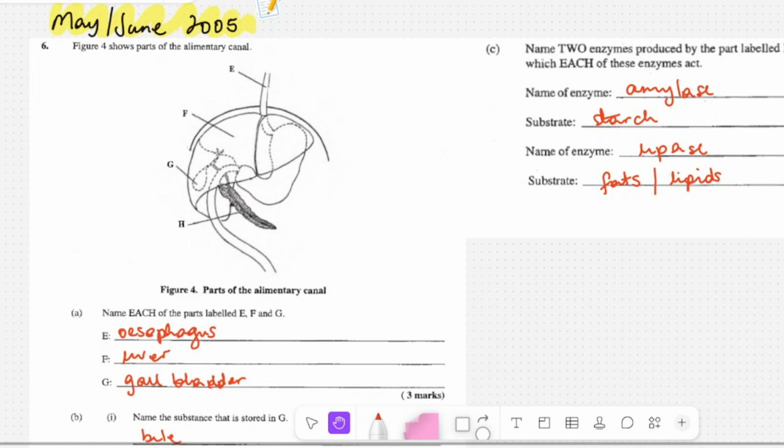This would also be useful for students who are doing biology and integrated science, because all of the sciences would cover this much detail with the digestive system.